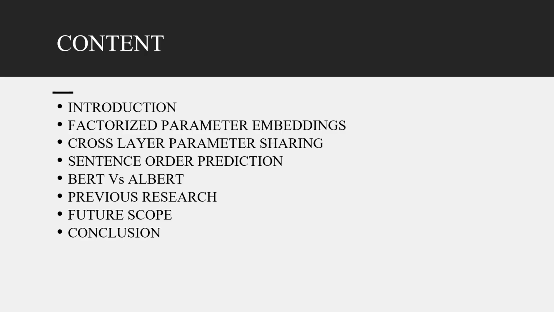The workflow of this presentation will be as follows. First, we will have an introduction, which will have the overview of ALBERT and its motivation along with its key objectives. Next, we'll be discussing the factorized parameter embeddings and then the cross-layer parameter sharing. Then we'll be discussing SOP, why SOP was introduced and how it replaces the NSP, which is the next sentence prediction. Fifth, we will have BERT versus ALBERT, which will show a comparison between BERT and ALBERT in terms of performance and efficiency. Next, we'll be discussing the previous research, future scope, along with the conclusion.